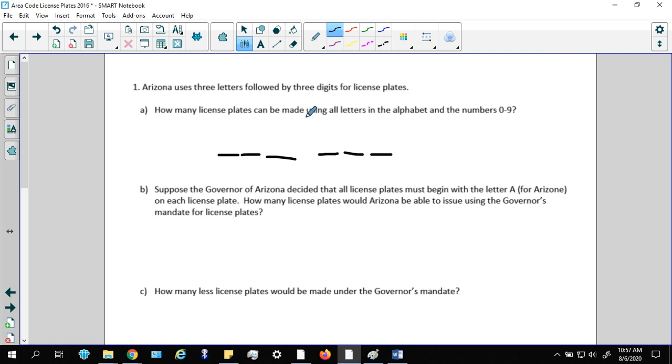It says, how many license plates can be made using all letters in the alphabet and numbers 0 through 9? Well, these are all letters, so letters is A through Z, so that's 26. I'll spare you singing the alphabet song. And then the digits, I'm just putting D for digits, 0 through 9, that's a total of 10 possibilities. At this point, you should know what you're doing: you multiply all these together. The questions you're going to run into are very similar to the ones we just did, a little different here and there, but it's not going to be too challenging, I don't think. As always, if you have any questions, please let me know. Thank you for watching.